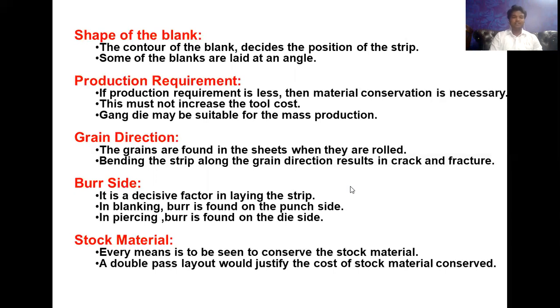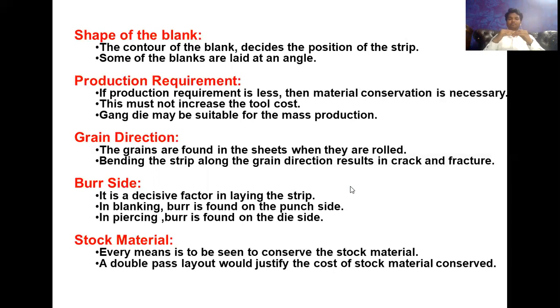Grain direction. The grains are found in sheets when they are rolled. So according to the roll direction of the grains, we have to use them. Bending the strip along the grain direction results in crack and fracture. The bending of strip we have seen in our earlier lectures in the classroom sessions. If the bending is performed perpendicularly to the direction of the grains, we saw how the crack is developed.